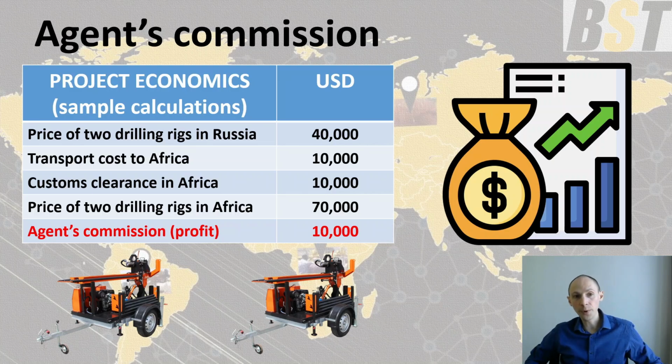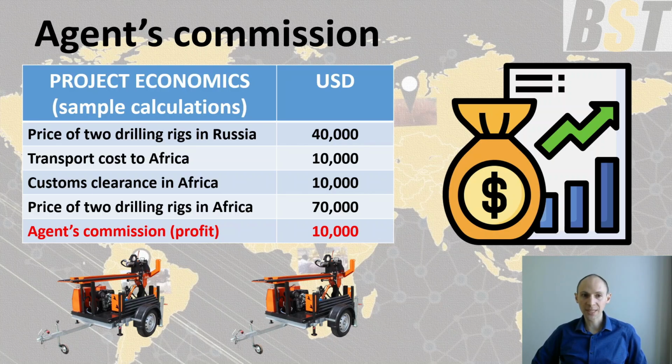So it means that the price of 2 drilling rigs, if we sell them in Russia, will be $40,000. Okay, then we need to deliver them to Africa. The transportation cost will be, let us say, $10,000. Okay, what else do you need to pay for? You need to pay for customs clearance in Africa, which I have already described. Let us say it will also be $10,000. Then, if we add all these expenses, it will be 40 plus 10 plus 10. Totally, it will be $60,000. So these are the total costs of 2 drilling rigs.